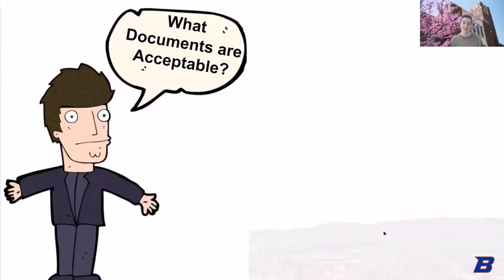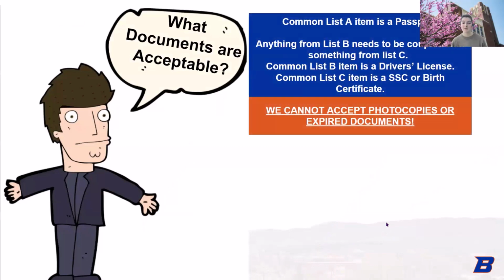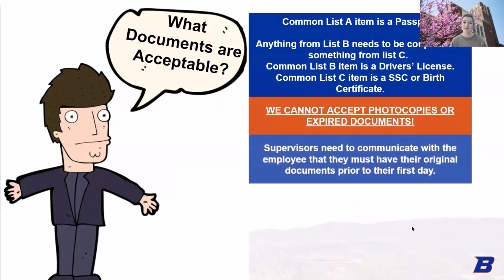So I kind of touched on this already, but I will just briefly go over it again. The documents that we need are going to be either a List A item, which is good by itself, that primarily is passport or passport ID card. Other than that, we will need a combination of something from List B or from List C. So driver's license, photo ID, as well as a social security card or a birth certificate.